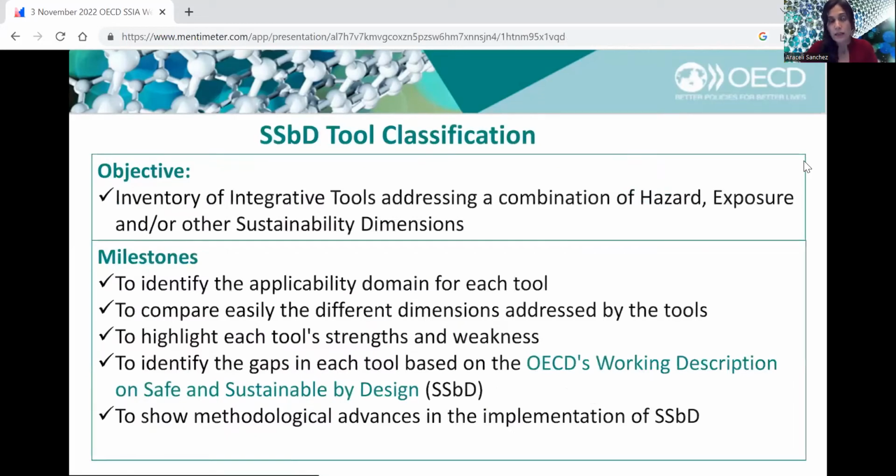So the objective is to search and to explain tools that combine aspects of hazard, exposure, and also aspects in relation to sustainability, economic and social sustainability. So the milestones, you can see them here. We will try to identify what is the applicability domain for each tool, compare easily the different dimensions addressed by the tools, highlight what are the strengths and the weaknesses, and also to identify the gaps in each tool in relation to the working description on safe and sustainable by design. And also we will highlight the methodological advances in the implementation of safe and sustainable by design. Next slide, please.